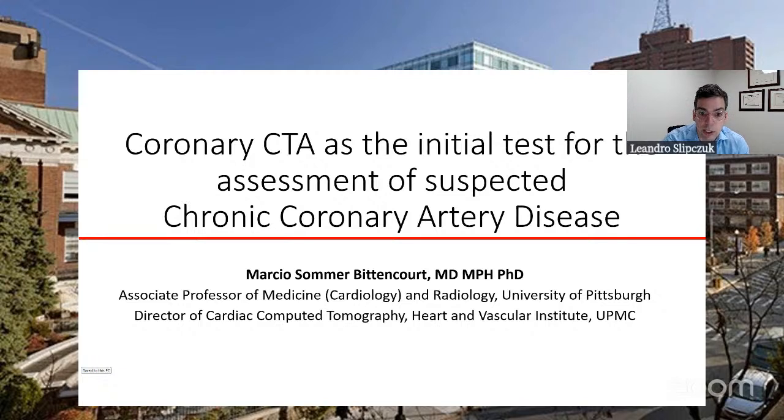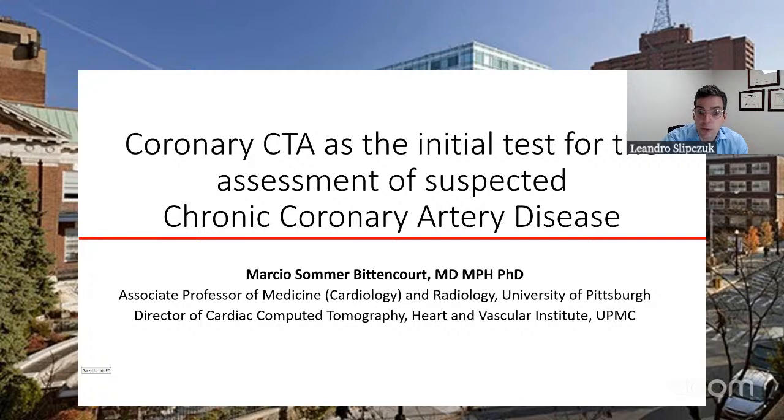He was the director of cardiovascular imaging at DASA Sao Paulo in Brazil and the director of cardiac CT at the University Hospital from the University of Sao Paulo in Brazil. He currently works as an associate professor of medicine at the University of Pittsburgh, and is also the director of cardiac CT at the University of Pittsburgh Medical Center. Dr. Bittencourt is currently an associate editor of Circulation Cardiovascular Imaging and also Arquivos Brasileiros de Cardiologia and the Brazilian Journal of Medical and Biological Research, and he's also a past member of the board of directors from SCCT.